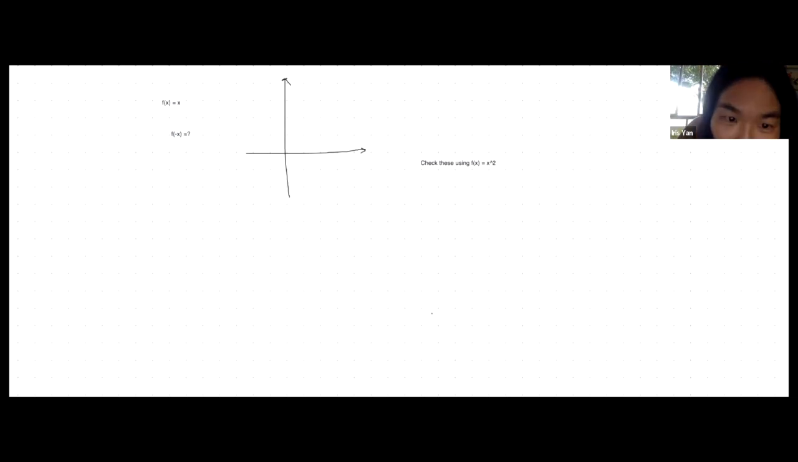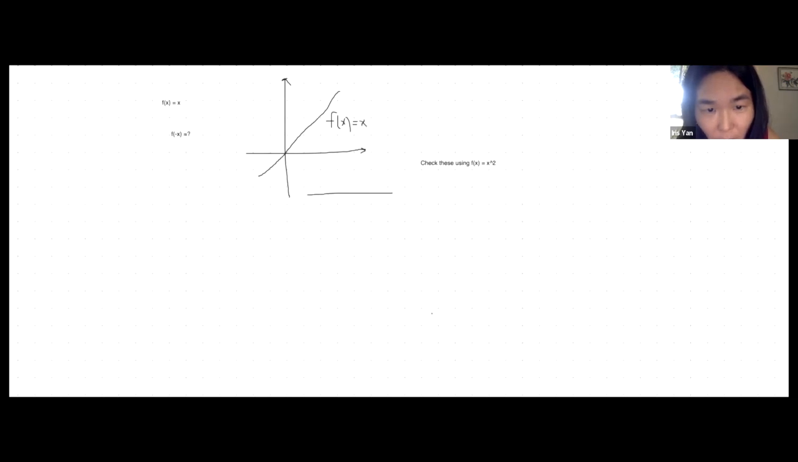Make it go through 0, 0. Okay, this one. This is f of x equals x, yes? It goes through the points: when x equals 0, f of x equals 0. When x equals 1, f of x equals 1. When x equals negative 1, f of x is equal to negative 1, right? So this is how it's going to look.